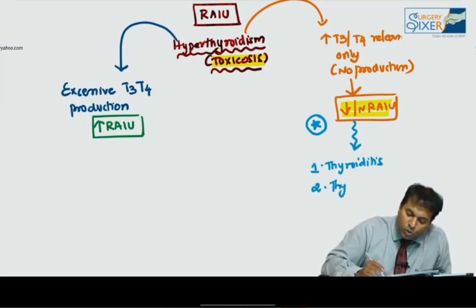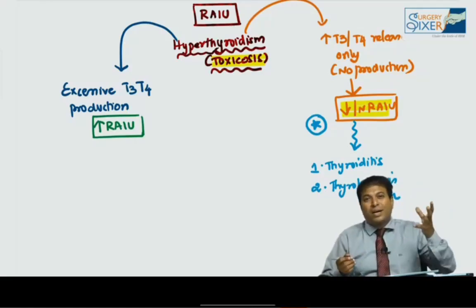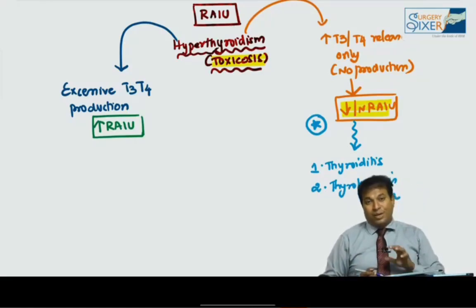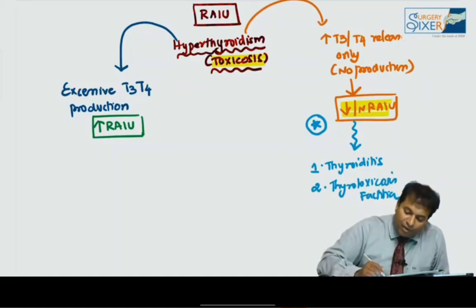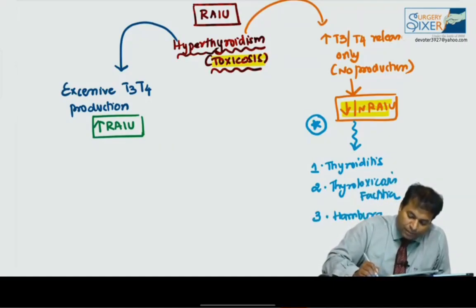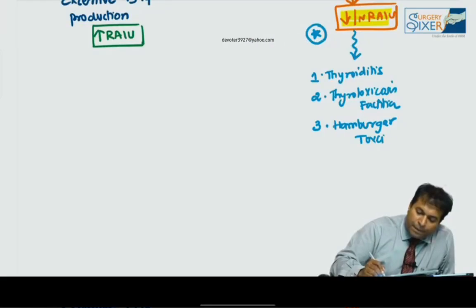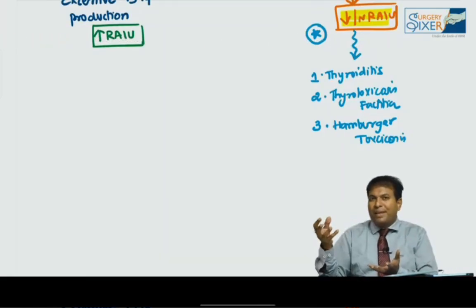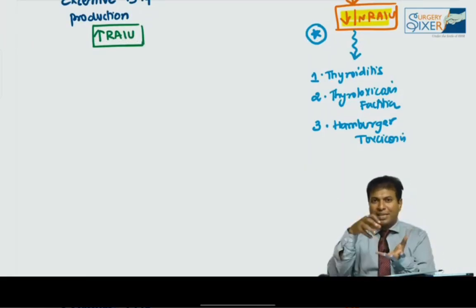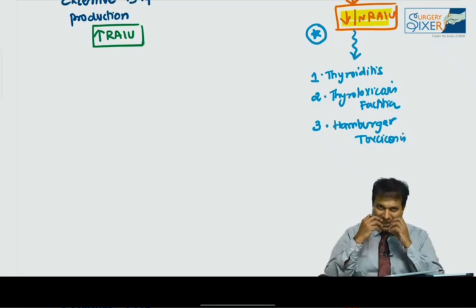Number 2, thyrotoxicosis factitia. What is this? Excessive consumption of thyroxine causing thyrotoxicosis. So excessive thyroxine tablets being taken. That is another place where radioactive iodine uptake will be less. And another is hamburger toxicosis. What is this? Hamburger toxicosis is a condition in which people in South America eat the thyroid gland of buffalo in the burger, which is why it is known as hamburger. They keep the thyroid gland of cow or buffalo in the burger and eat it. That will also cause toxicosis.